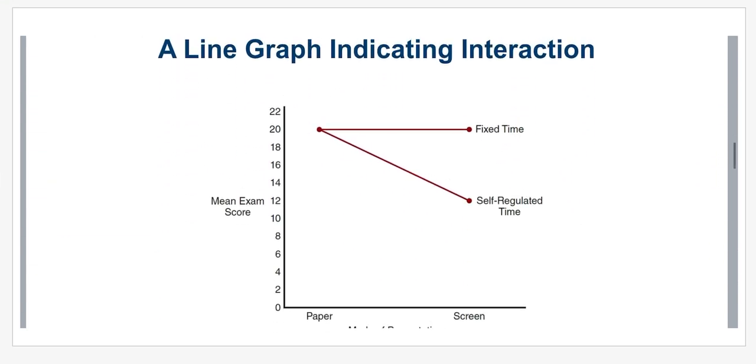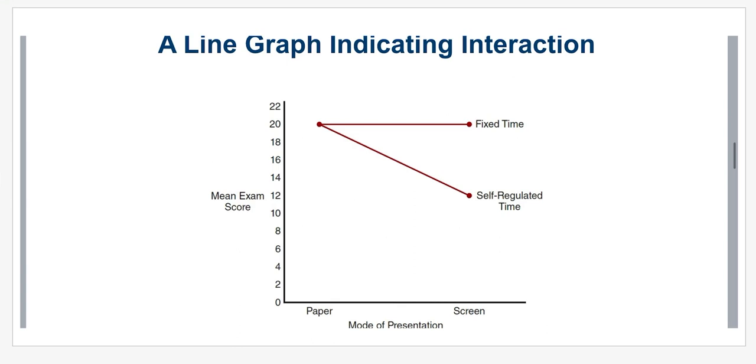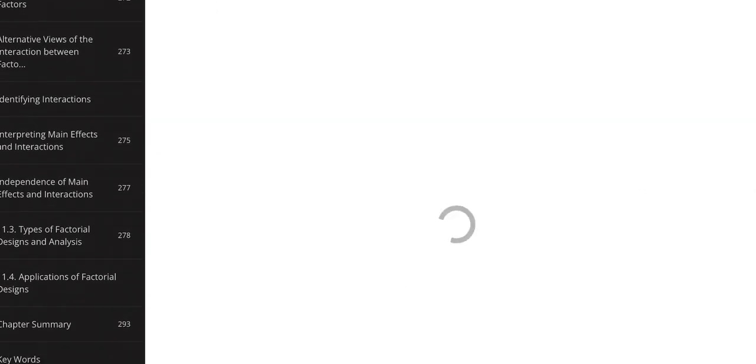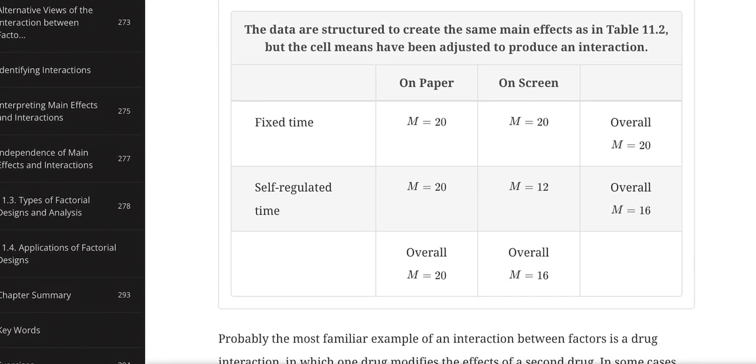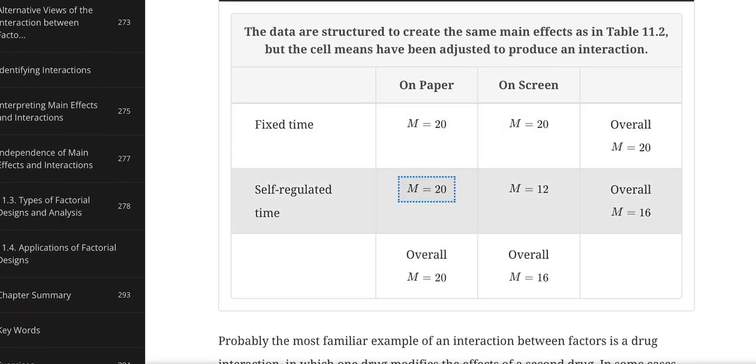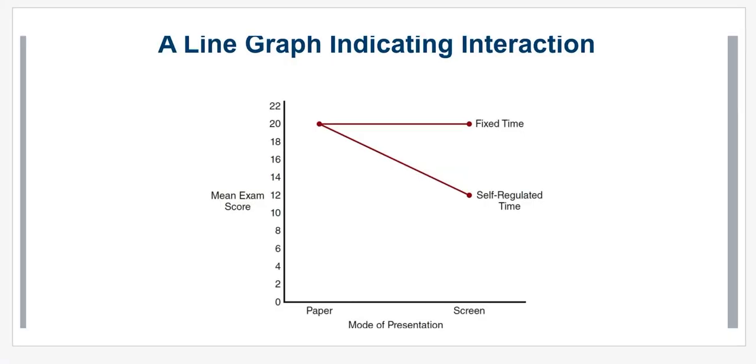Now, this is a line graph that represents the 11.3 table, which did have an interaction, remember, because these cell means right here were different. So you can see that they are no longer parallel. They are actually crossing or heading towards each other. They are not parallel, and so when that happens, that indicates that there is an interaction occurring.